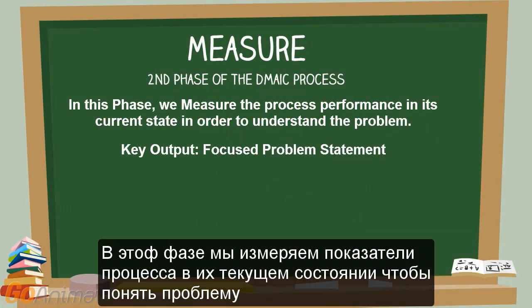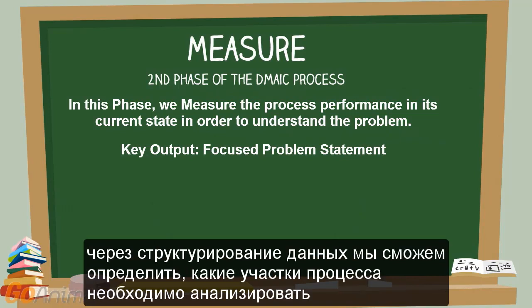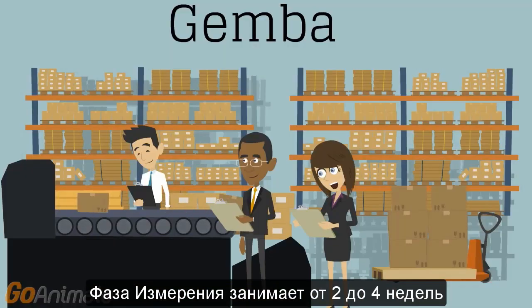In this phase, we measure the process performance in its current state in order to understand the problem. The key output is a focused problem statement. Through data stratification, we are able to determine which areas of the process need to be analyzed in the next phase. Measure phase is 2 to 4 weeks in duration.